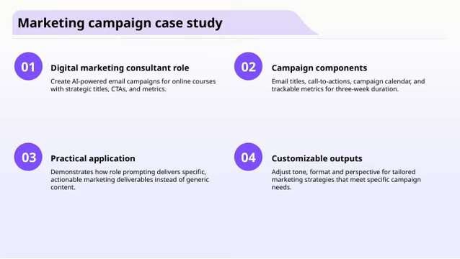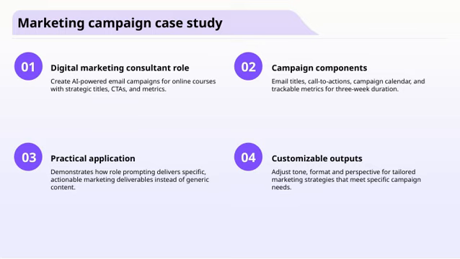Practically speaking, this example shows how role prompting can generate specific and actionable marketing deliverables. Instead of vague content, you get targeted outputs that directly support your campaign goals. Another key point is the ability to customize these outputs.